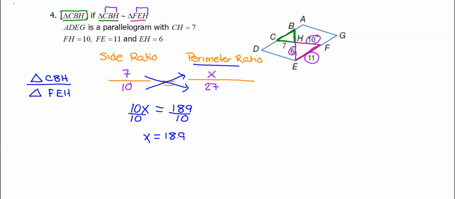18.9. And like I did with number 3, let's write out our answer. We'll say the perimeter of triangle CBH, because that's what we were asked to find, is 18.9 units.